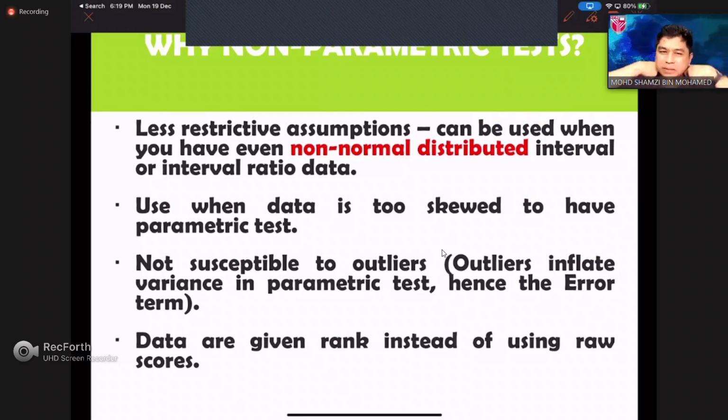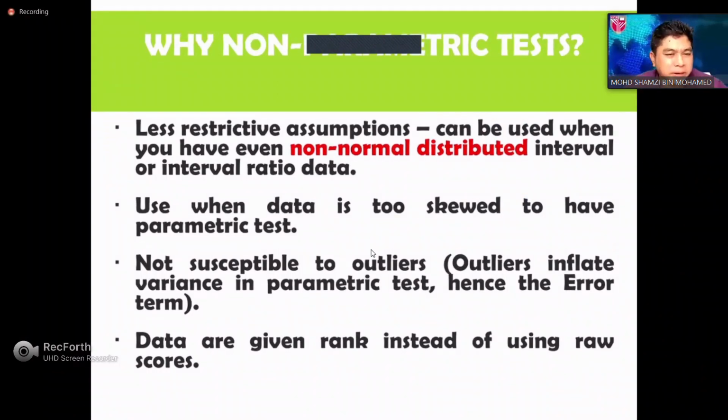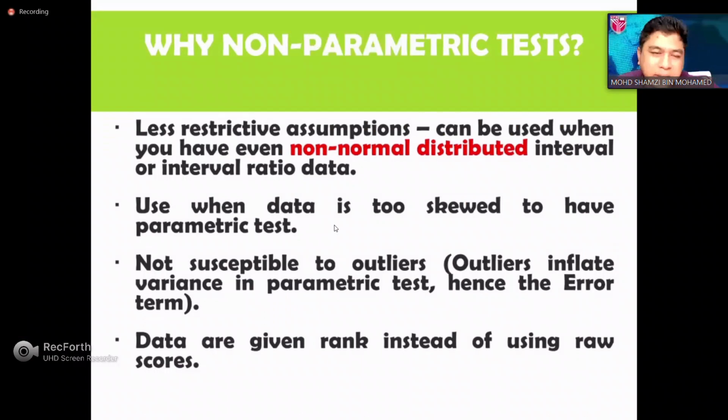Alright. So why non-parametric? Because of less restrictive assumptions, it can be used even when you have non-normal distribution, and interval or interval ratio data. Use when data is too skewed for a parametric test, just like your hotel rating. So many 5 stars and then 1 star. Too skewed. There is no midpoint, like 2.5 star, tak ada. And the beauty is that non-parametric is not susceptible to outliers.